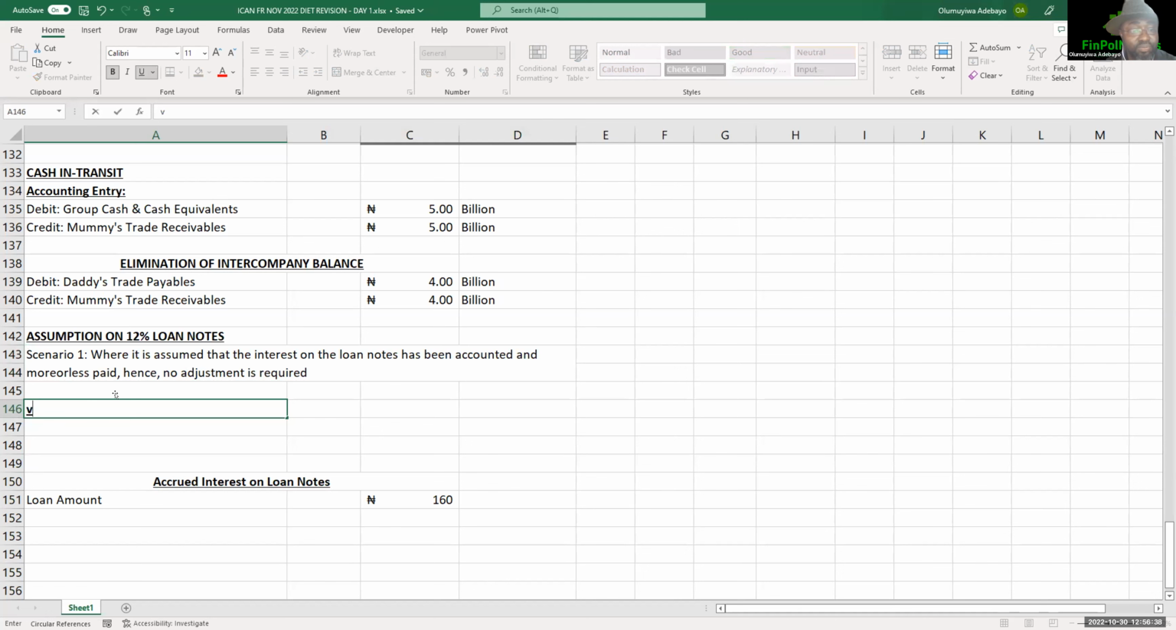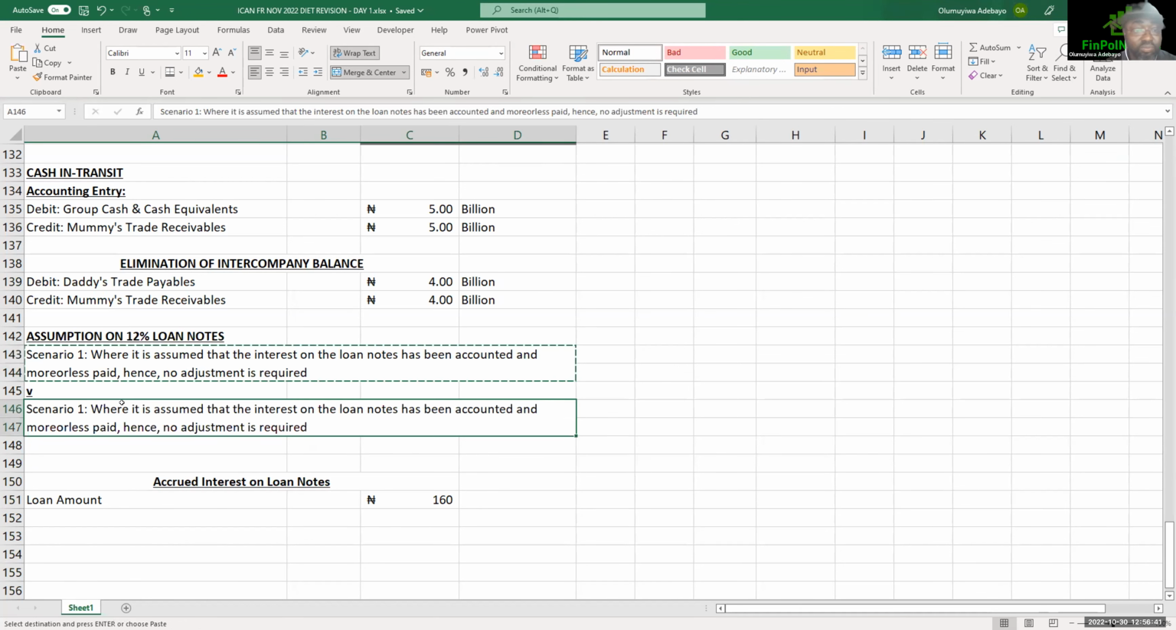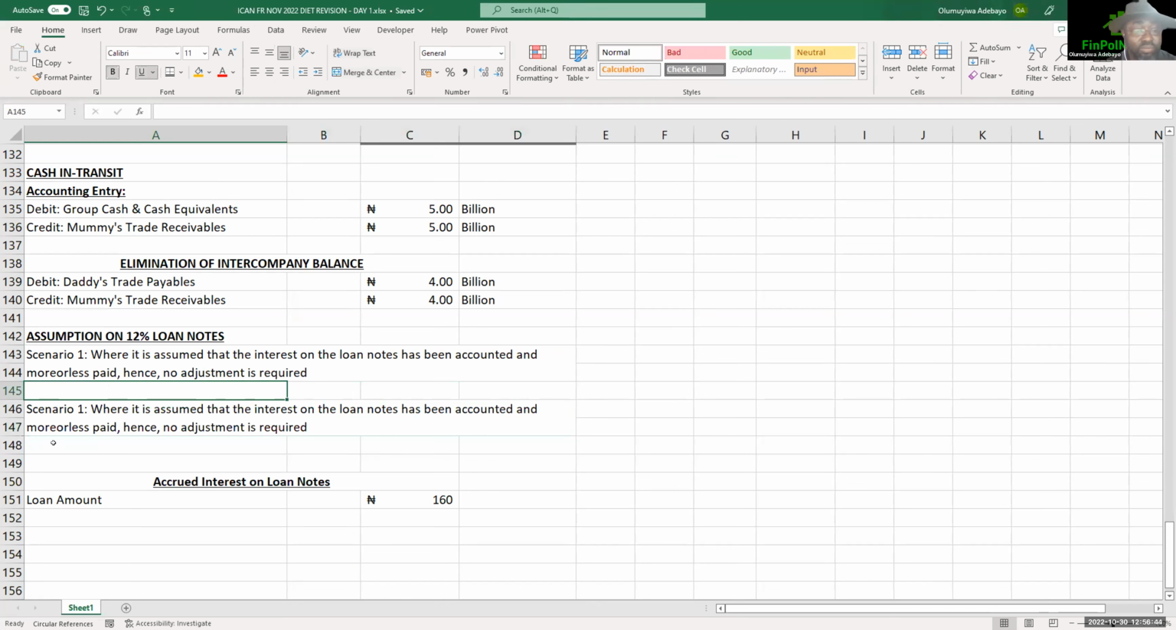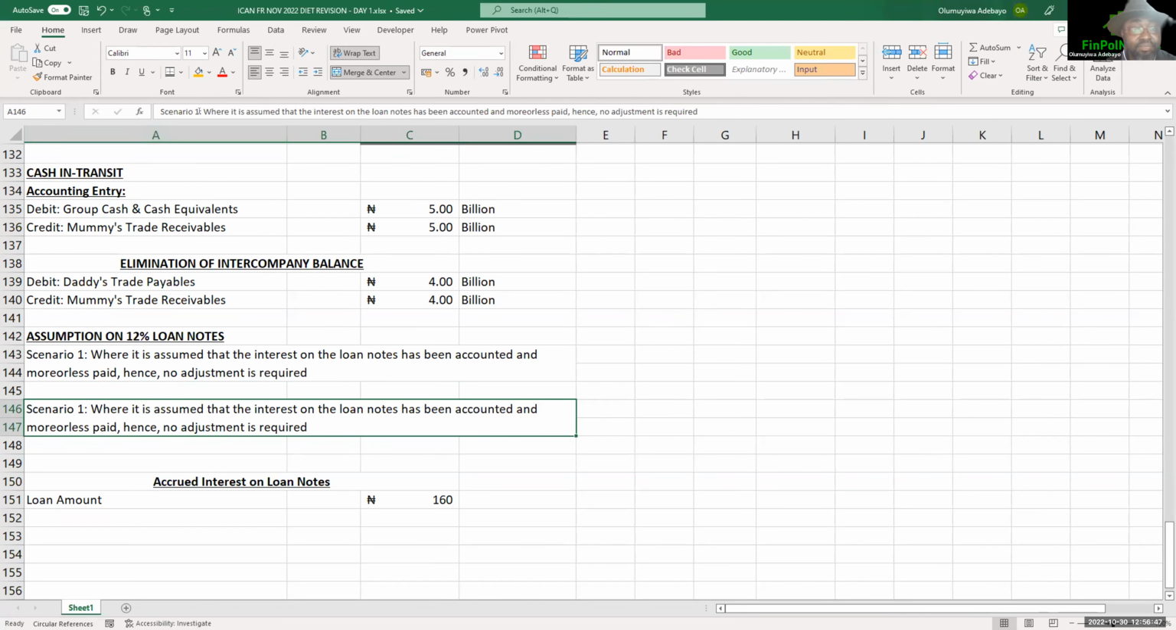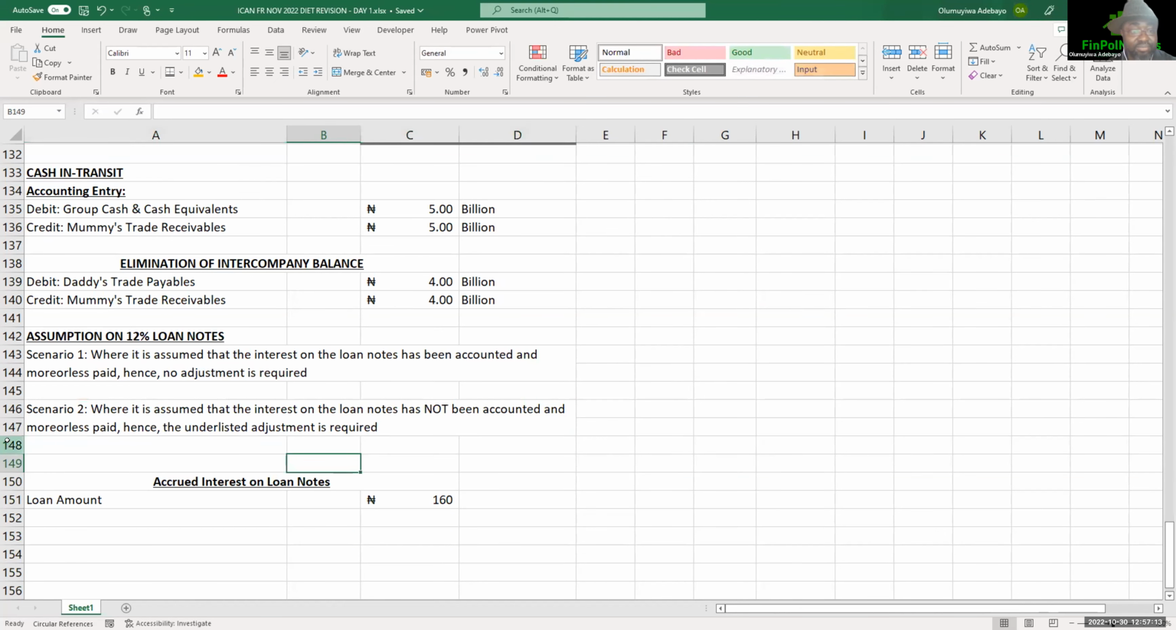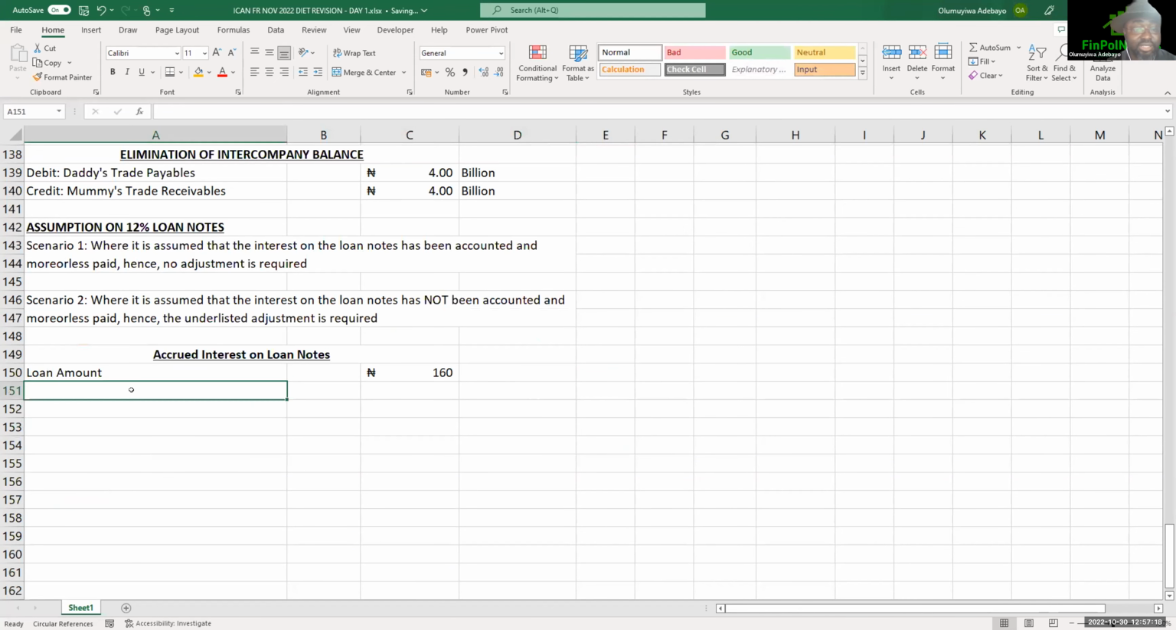Scenario two: where it is assumed that the interest on the loan has not been accounted for or paid, hence the underlisted adjustment is required. And that's what I wanted to do now. And what is the underlisted adjustment?